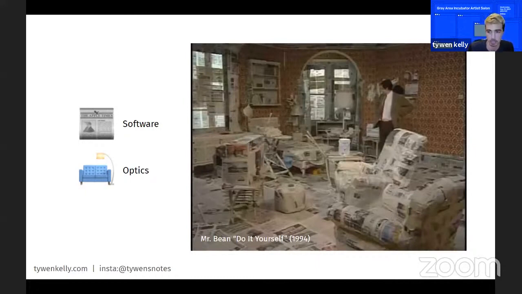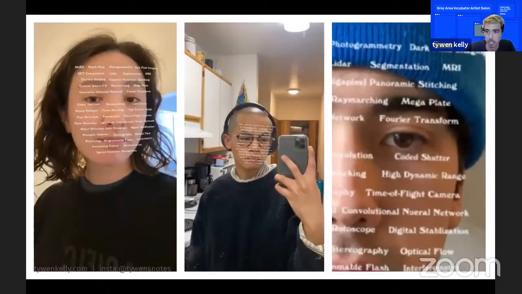So this idea was the impetus of my first experiment. And this is an AR filter for Instagram, titled Behind the Scenes. It basically takes all that jargon I was throwing at you earlier and that I researched about these computational photography concepts, algorithms, processes, and places them on the face of the participant. So in a sense, they are wearing the concepts that make this face tracking thing possible in the first place. So that was an act of exposing and revealing this sort of Mr. Bean world to the participant.